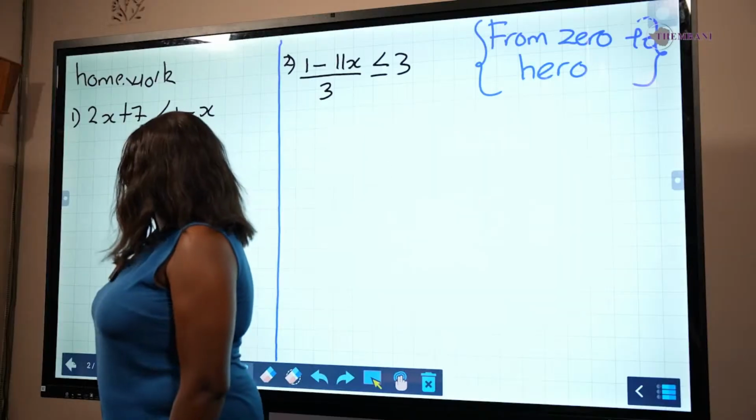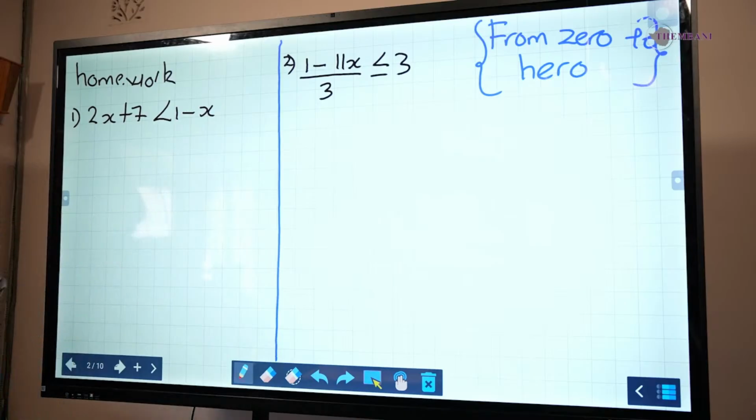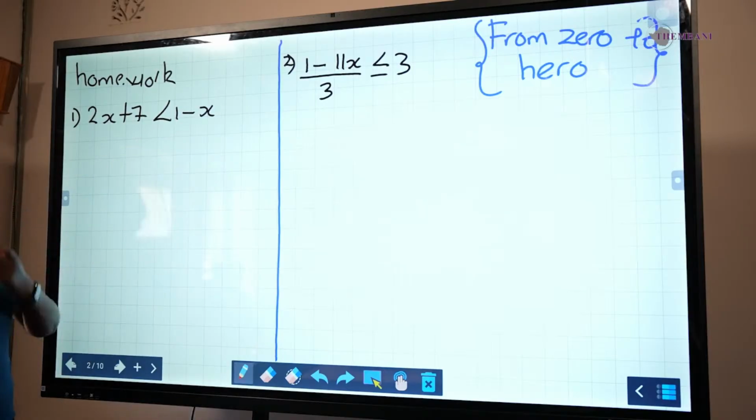Remember, I gave you work on inequalities, and we are starting again on our inequalities. The first question that I gave had 2x plus 7 less than or equal to 1 minus x. This was part of your homework. So we're going to look at your homework first, then from there we'll look at today's work.